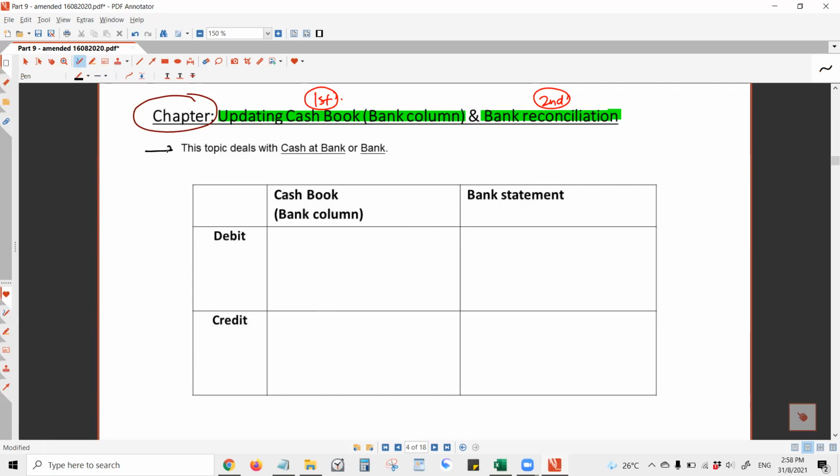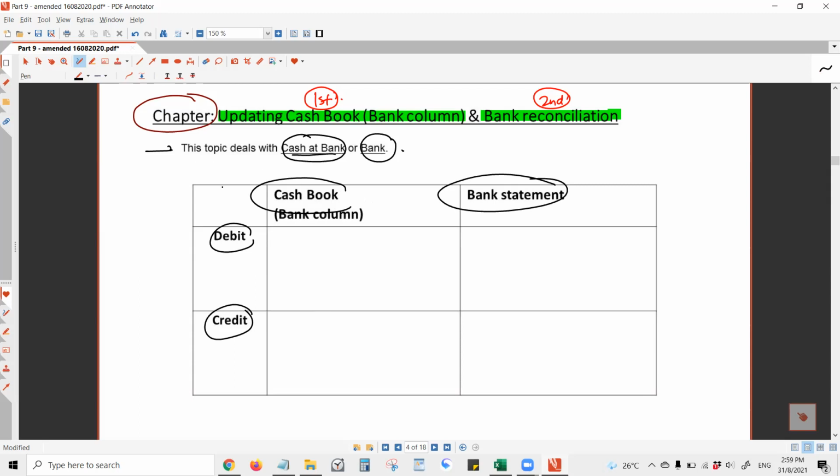So here it says this topic deals with the bank account that you have with the bank. Cash at bank, or you call it bank. The first fact you have to know before you start this topic is the debit and credit column in both the cash book and bank statement. Not sure if you still remember from part 4, we have learned that the debit and credit sides are the other way around between cash book and bank statement.